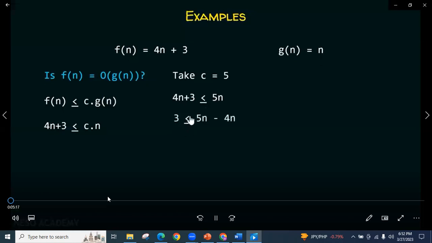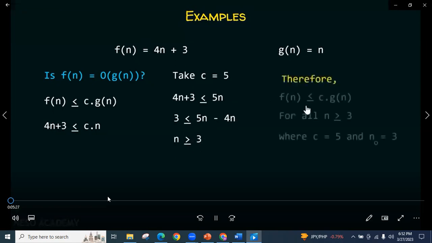Let's solve this. 3 will be less than or equal to 5n minus 4n. This gives n greater than or equal to 3. So this inequality satisfies for all n greater than or equal to 3. Therefore, we can say f(n) is less than or equal to c dot g(n) for all n greater than or equal to 3, where c is equal to 5. Here you're choosing the constant c as 5 and n naught is equal to 3.